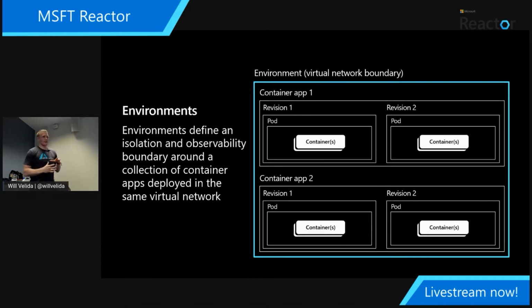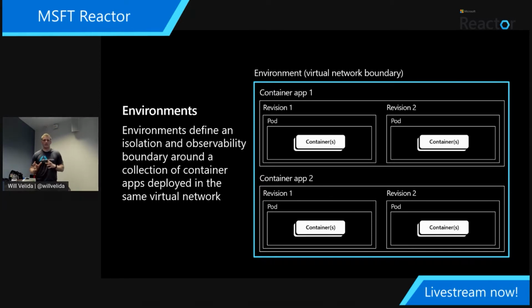When you provision a container app environment, essentially the VNet acts as the boundary around it. And there are two options. You can just provision a container app environment, and essentially a VNet is deployed within Microsoft's tenant. Or you can bring your own VNet, a pre-existing VNet, to host your container app environment, which sits in your subscription.